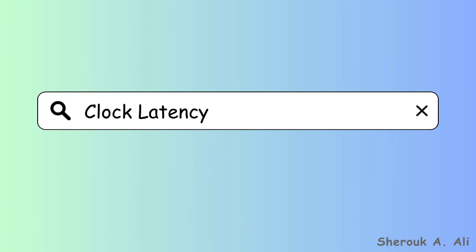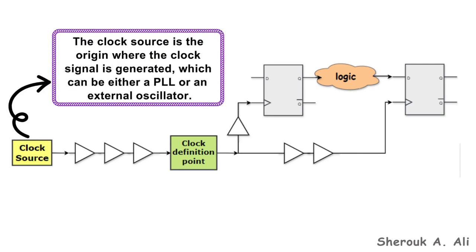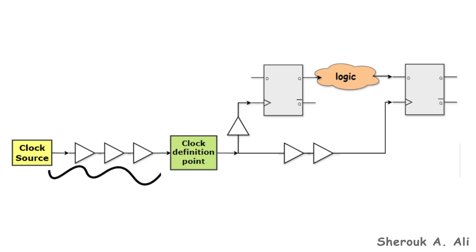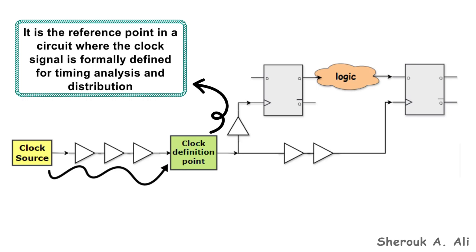Let's explore the clock latency. The starting point of the clock signal is the clock source, where the clock source is the origin where the clock signal is generated, which can be either a PLL or an external oscillator. Then the clock propagates from the clock source to the clock definition point, where the clock definition point is the reference point in a circuit where the clock signal is formally defined for timing analysis and distribution.